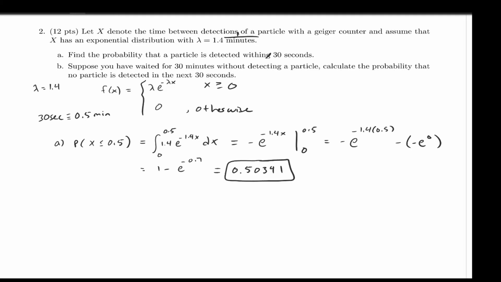So there's a 50% chance, or 50% of the time, you'll detect a particle within 30 seconds of turning on your detector.